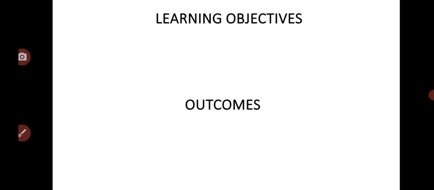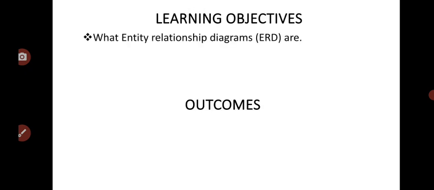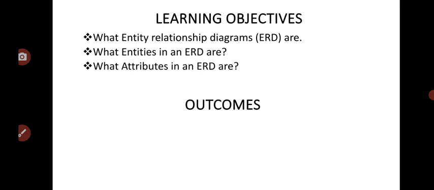Learning objectives of this session: what entity relationship diagrams (ERD) are, what entities in an ERD are, what attributes in an ERD are, and what relationships in an ERD are. So we are going to learn about what an ERD is and the different concepts that we will come across in the entity relationship diagrams in this session.